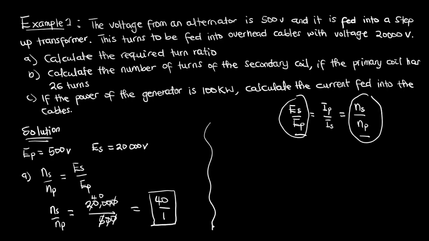So if that is the case, let's look at B. B is saying that we have to calculate the number of turns in the secondary coil, which we represent by NS. This one is unknown, if the primary turns is 26 turns. This is what we have over here. Now we've already established that the ratio of NS to NP is what?